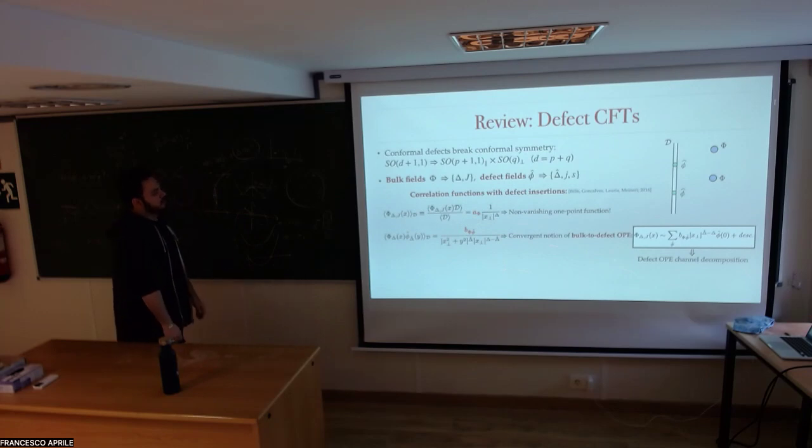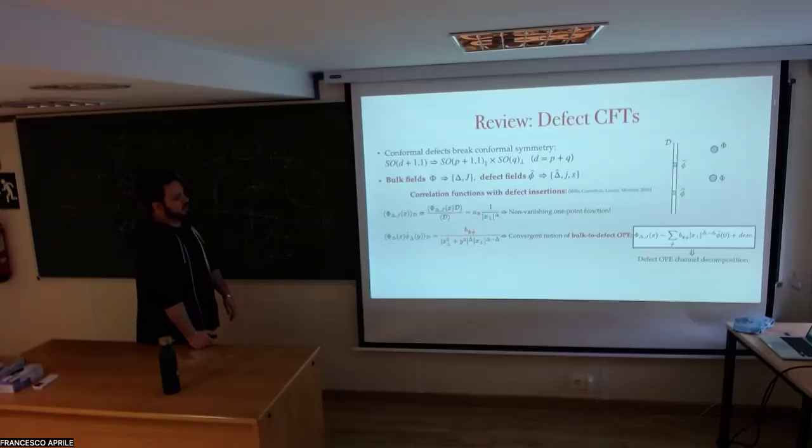Then the other possible correlation function we can construct in the presence of the defect is the bulk-defect two-point function, which is again kinematically fixed by conformal invariance, up to this bulk-to-defect OPE coefficient. This is related to the fact that now we have a new convergent notion of the OPE. We not only have the bulk OPE, where we take two operators, bring them close together, and expand in terms of local bulk operators. We also have a defect OPE, where we take one bulk operator, bring it close to the defect, and expand in terms of defect operators. And so this is called the defect OPE channel decomposition.